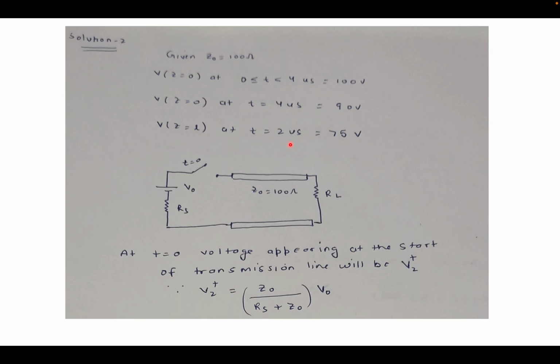Okay. So in the last tutorial, what we learned is that if the battery has some internal resistance, there will be some voltage divide. So the voltage will get divided.